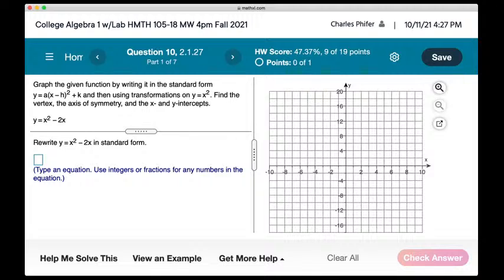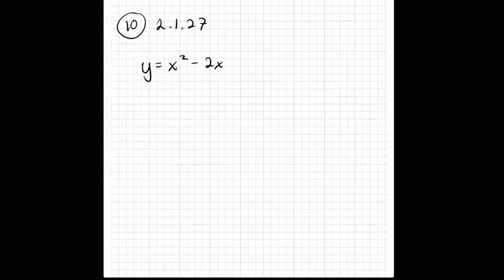Okay, let's hop over to the tablet. So for the standard form, we're going to do completing the square, b over 2 squared. The leading coefficient needs to be a 1, and it is a 1, so we've already accomplished that. Now we're going to add 0 in the form of plus b over 2 squared and minus b over 2 squared.